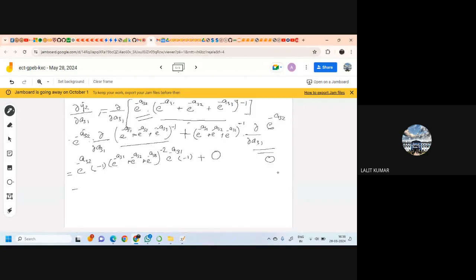So now when we open this, minus 1, this becomes plus. So I can write down this as e to the power minus a31 divided by e to the power minus a31 plus e to the power minus a32 plus e to the power minus a33 into e to the power minus a32 into e to the power minus a31 plus e to the power minus a32 plus e to the power minus a33.